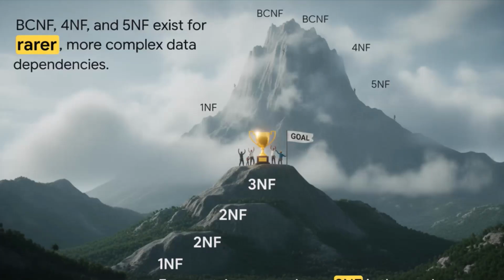Now you might hear people talking about even higher normal forms, like BCNF, fourth and fifth. Honestly, for the vast majority of Access applications, and probably for what you're doing, you really don't need to worry about them. They solve very rare, very complex data issues. Getting your database to 3NF is pretty much the gold standard for most projects out there.